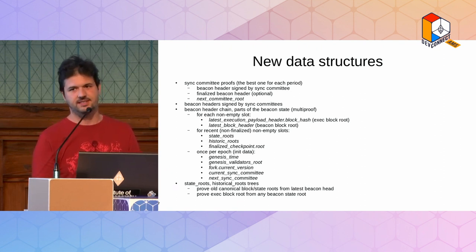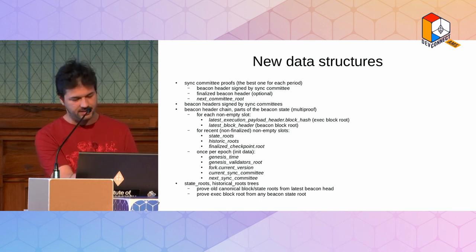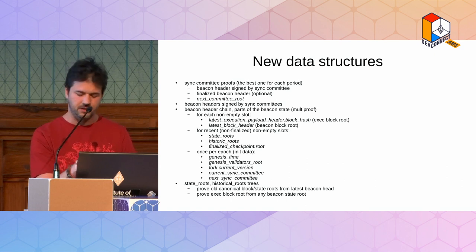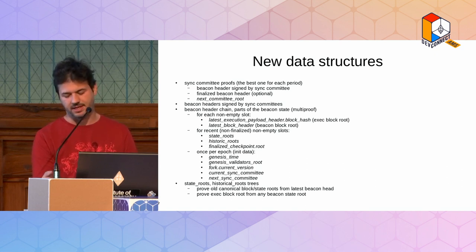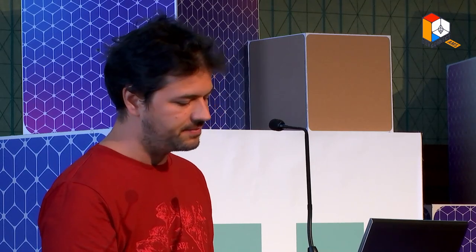Obviously there are these signed headers, which are propagated through the light protocol. And there are these previously mentioned parts of the beacon state that are needed. Usually for each slot, we need this latest execution payload header with the block hash value, which references the execution header. And for some reason, the latest block header is also needed because internally, the slots are referenced by state root, but yeah, that's just details.